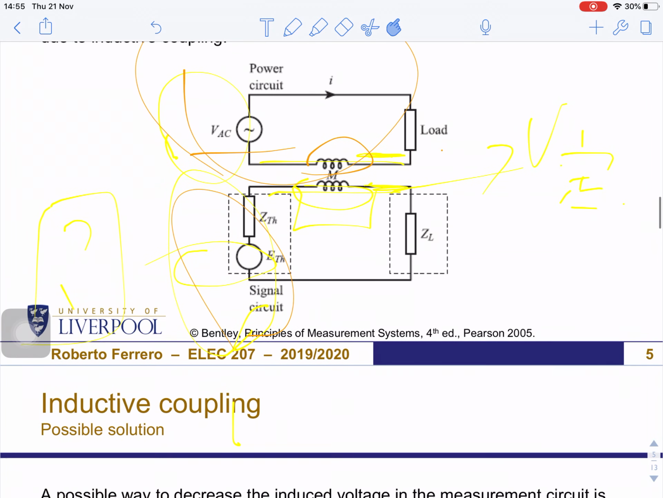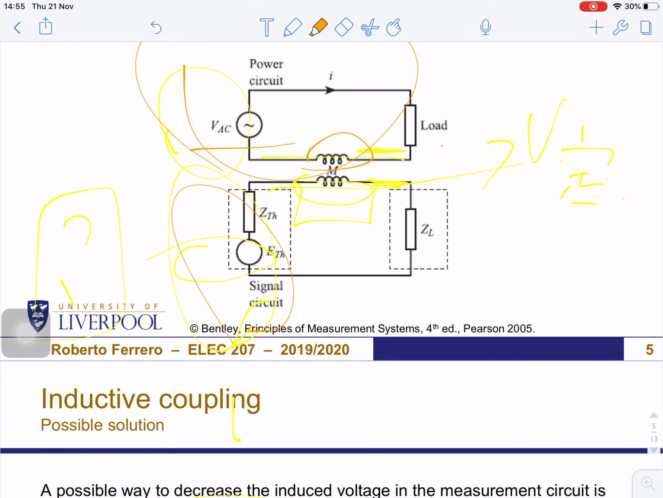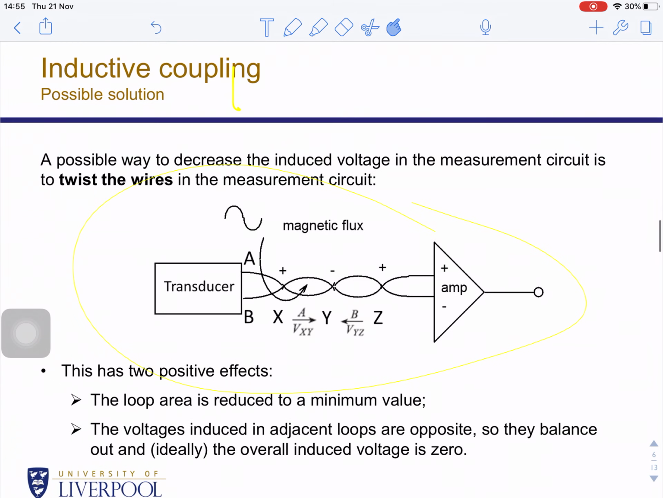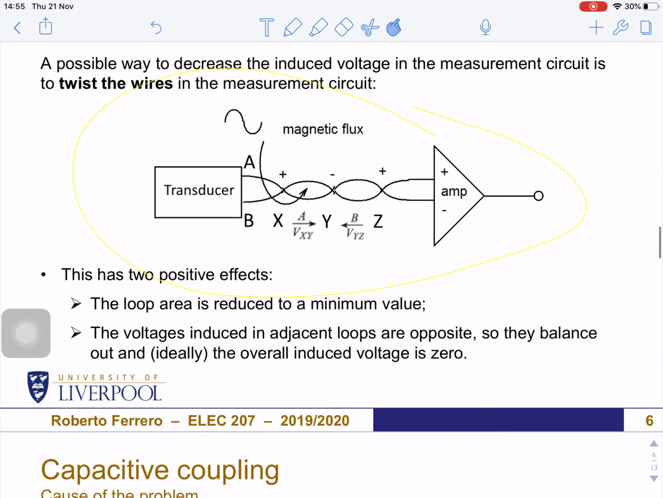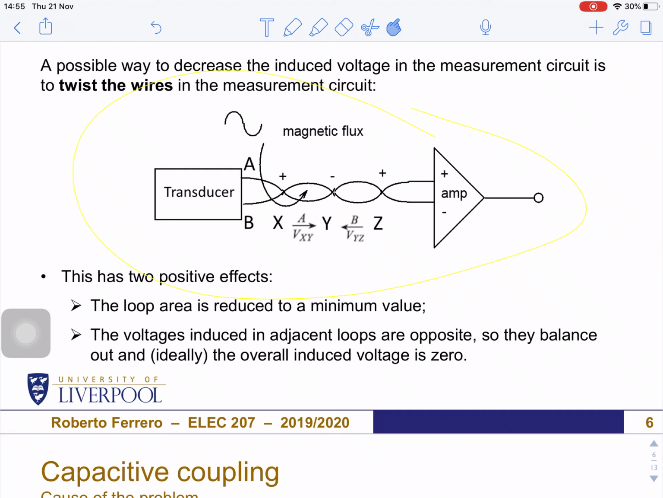So apart from the coupling, this is the desired coupling we want, but we may also have some coupling generated between the lines. These lines will also generate magnetic flux. So how do we eliminate the magnetic flux that is generated between the measurement circuits? We can twist the two lines. For example, look at this one.